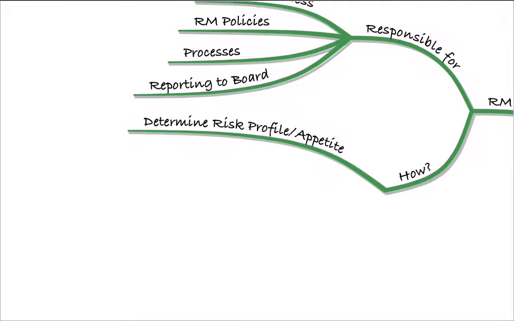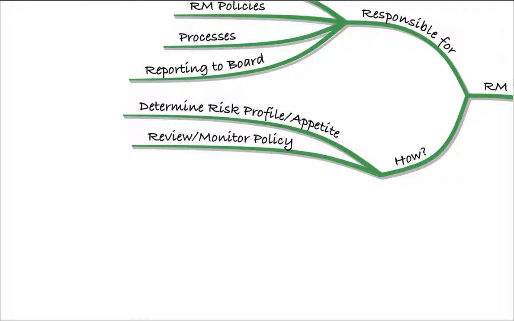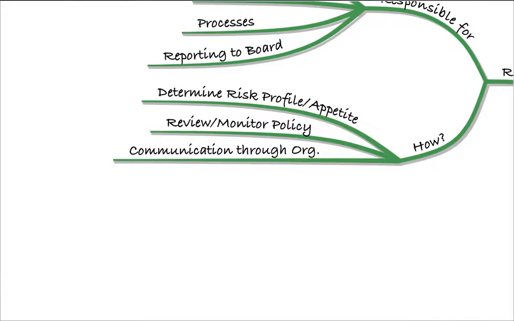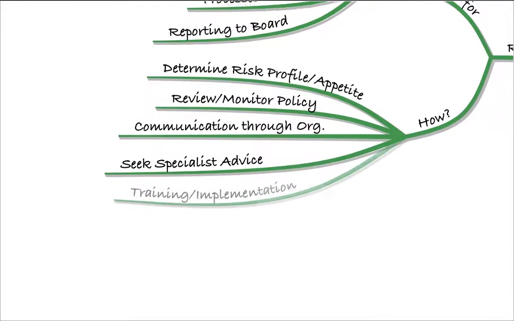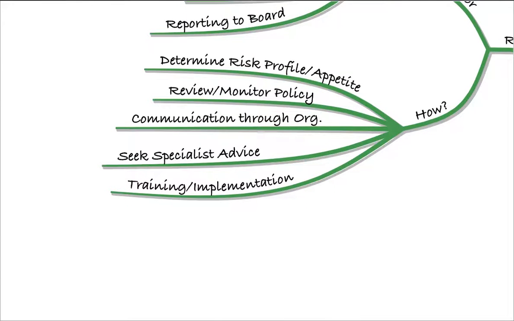So how do they do that? Well, they determine the risk profile of the organisation and the appetite for risk. They also review and monitor the risk management policies. They'll communicate that throughout the organisation by distributing the information, and they may well seek specialist advice to make sure they're approaching the risk in the correct way. Ultimately, they ensure that training and implementation of risk management occurs.